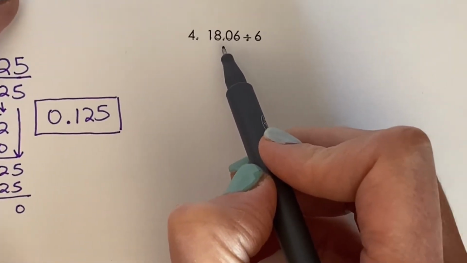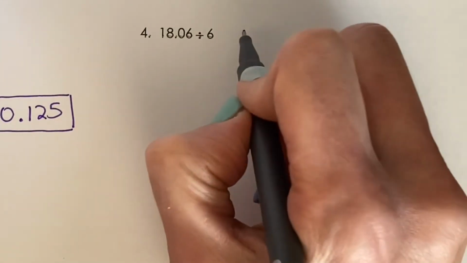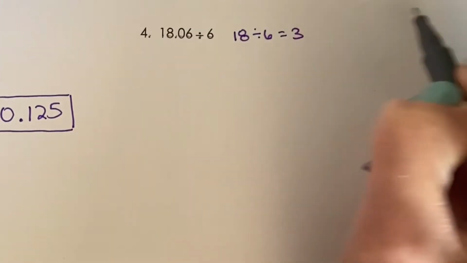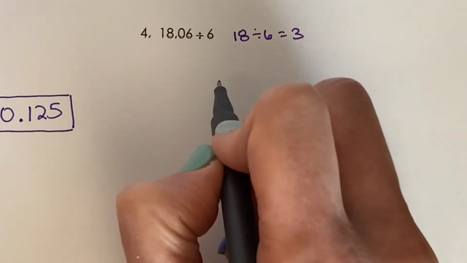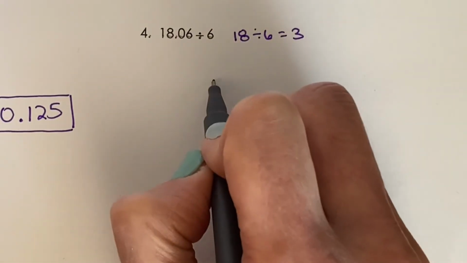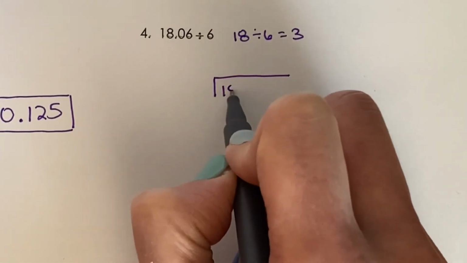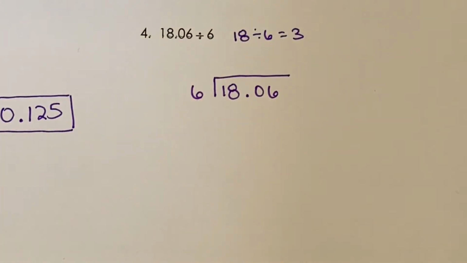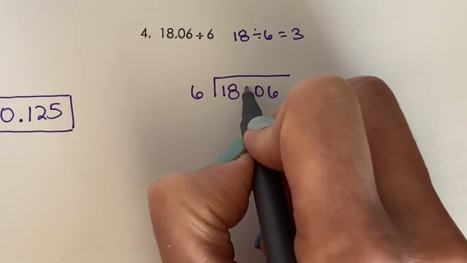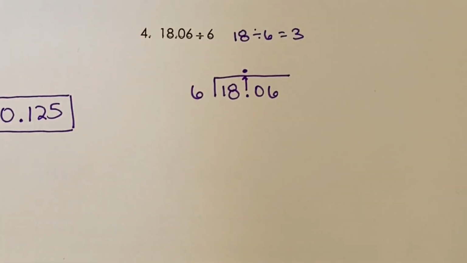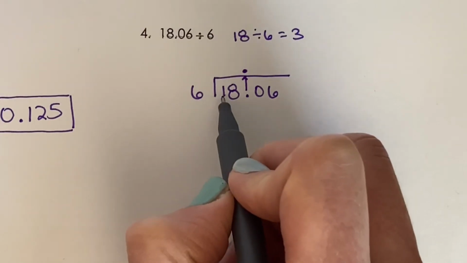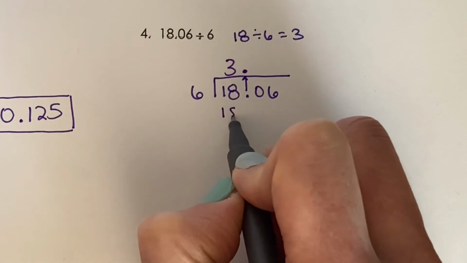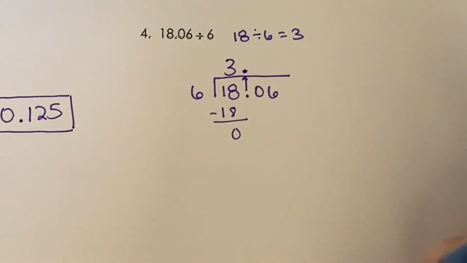All right, number 4, 18.06 divided by 6. If I'm estimating this, 18 divided by 6 is 3. So my number is going to be 3-ish, actually pretty close to 3. Let's rewrite it: 18.06 divided by 6. By now you should know step number 2. Bring your decimal straight up. How many times does 6 go into 1? None. How many times does 6 go into 18? 3. 3 times 6 is 18. I have a remainder of 0.